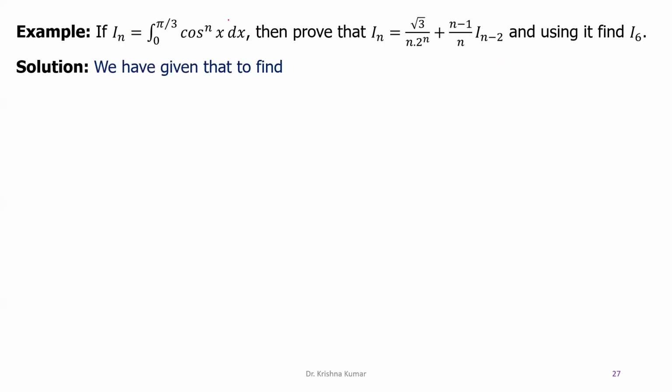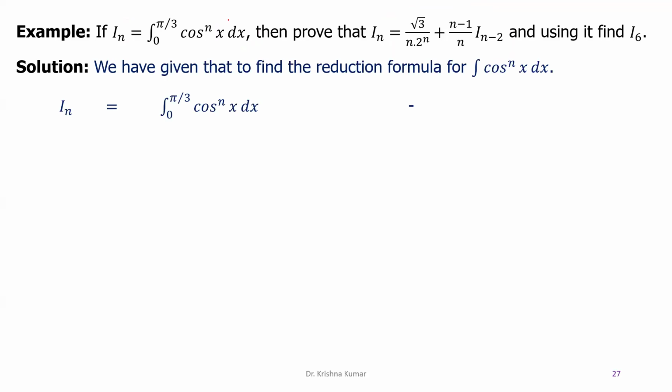We are given that, to find the reduction formula for cos to the power n x dx first. So here this is not an indefinite integral, it is a definite integral. So let us put I_n equal to the integration under the limit 0 to pi by 3 of cos to the power n x dx. In the last lecture, we already covered how to find the reduction formula of cos to the power n x dx.